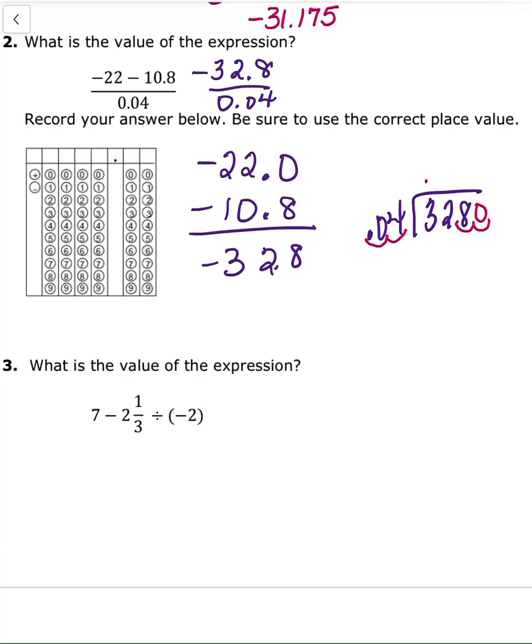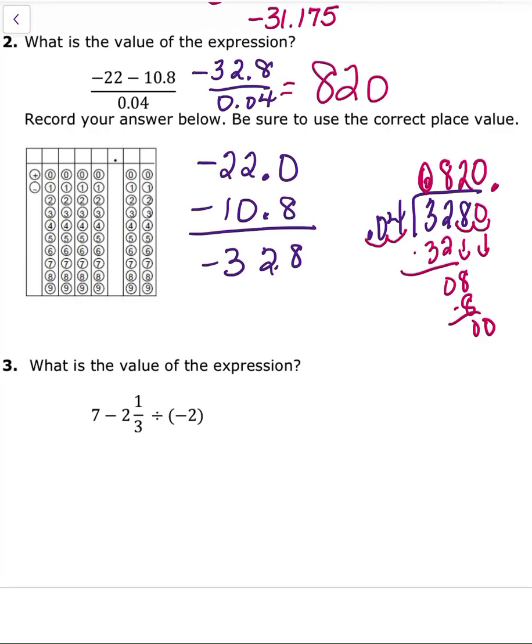So 4 can't go into 3. 4 can go into 32 8 times. 4 can go into 8 twice. I have to bring down that 0, and 4 goes into 0 0 times. Remember, if you bring a number down, you have to put a number in the numerator. Okay, that kind of looks like a decimal. Let me make that bigger. And our decimal would be here. So our answer is 820.